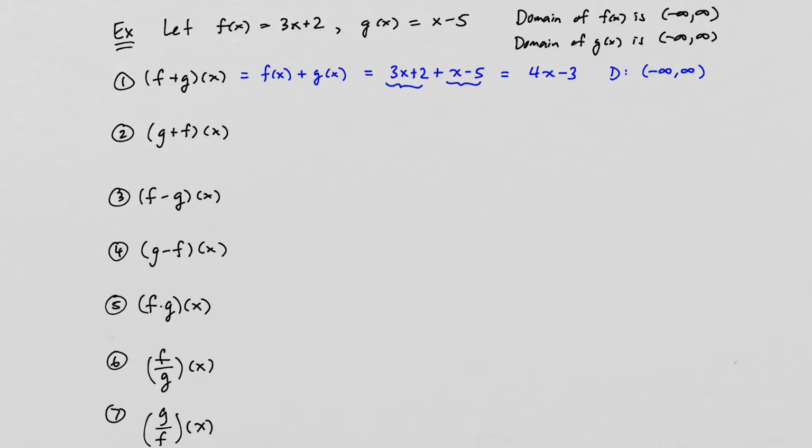Next up, we're looking for the function g plus f of x. Notice that it's kind of like this function, except that we have reversed the order here. So g plus f would be g of x plus f of x, and g of x we know is x minus 5, and f of x we know is 3x plus 2. And when you combine like terms, you get 4x minus 3, and its domain is also all real numbers.